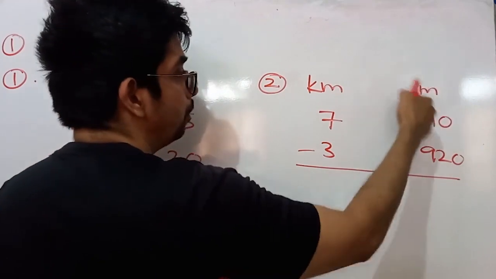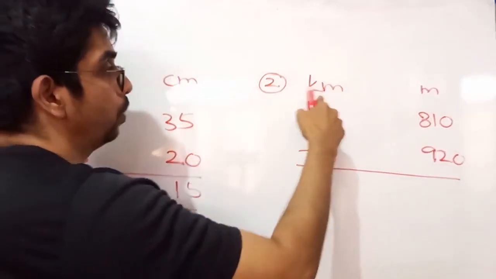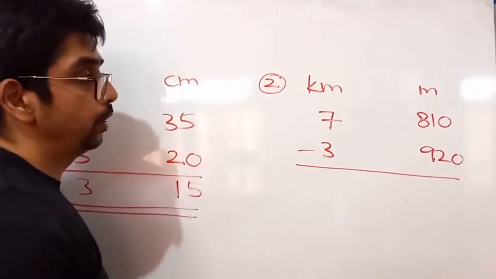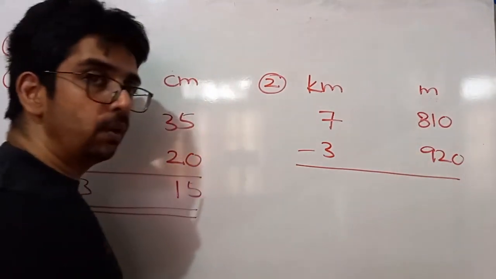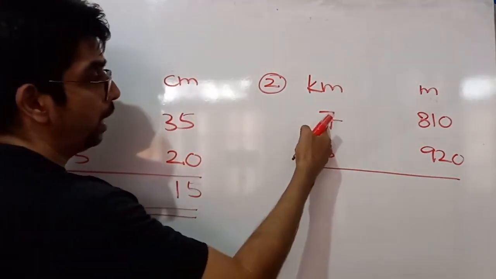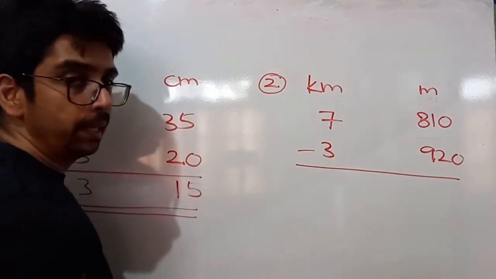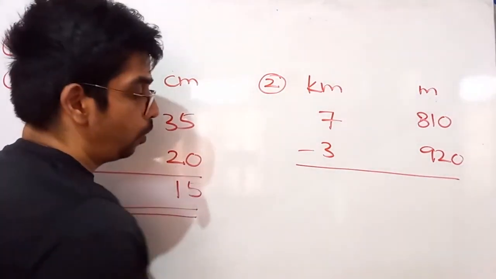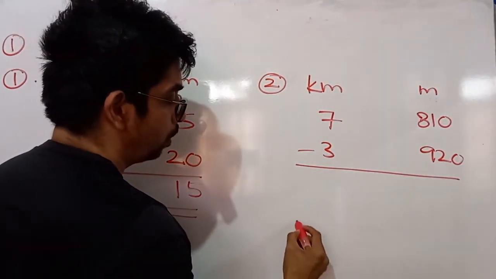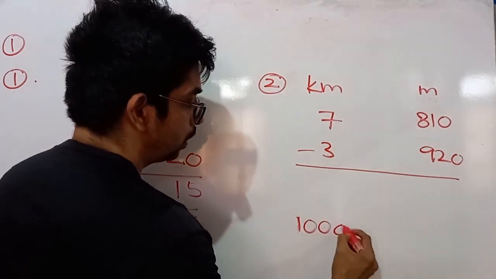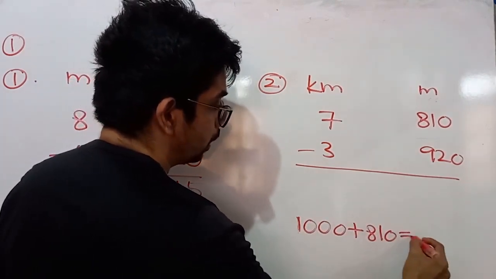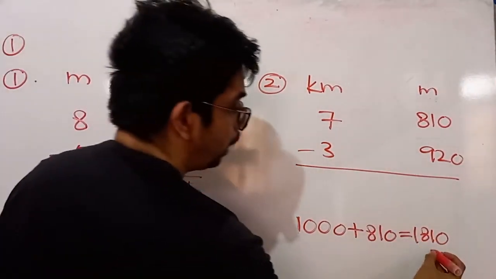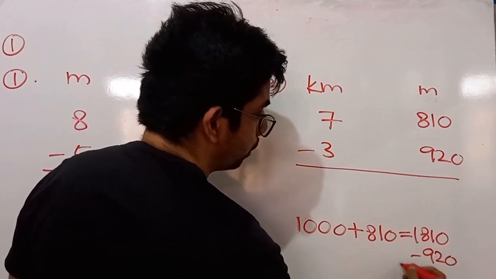Okay, now we will move to the second question. We have to start from the meters portion. Why? We know when we compare kilometers and meters, meters is a smaller unit. Then we cannot subtract 920 from 810. Then what do we do? We take 1 from the kilometer side. How many meters are there now? 1000 plus 810. So that will be 1810. Now from that we can subtract 920.